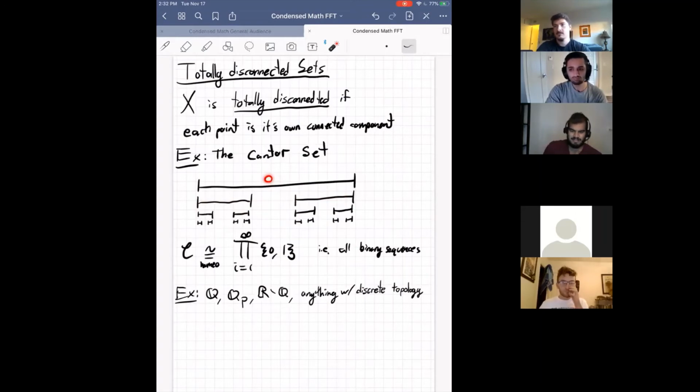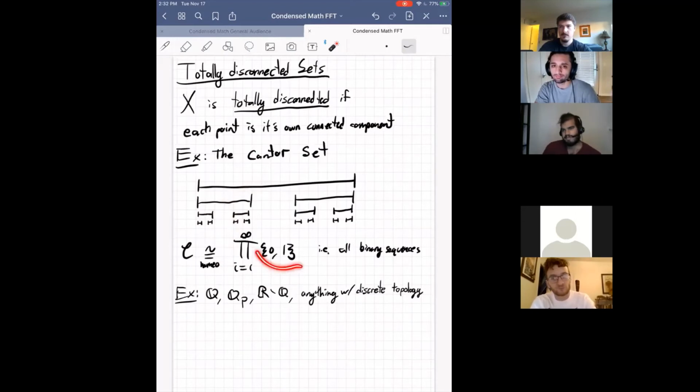So first I might pick this one, and then maybe I'll pick this one, and then this one, and then there will be another choice in here, and another choice, and another choice. And you have countably many of these to do. And at the end, what you'll be left with is a binary sequence. So by Cantor's diagonal argument, that's a proof that the Cantor set is uncountable.